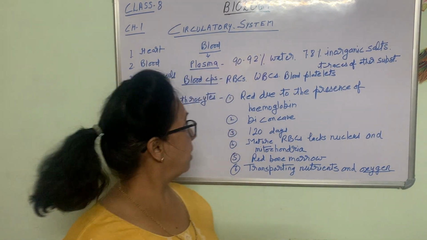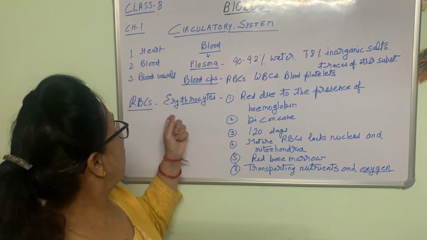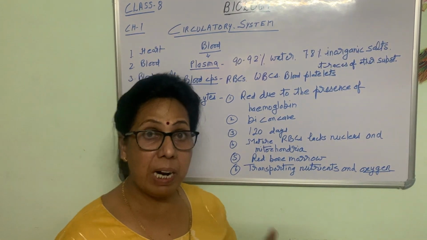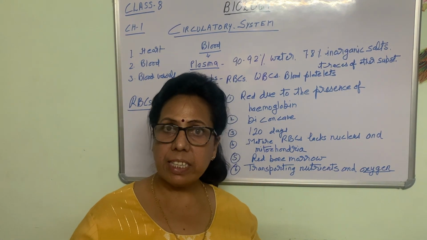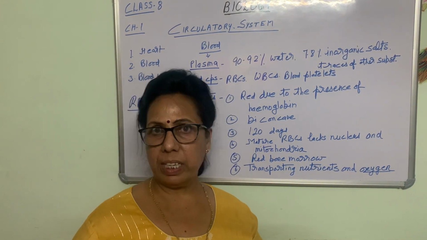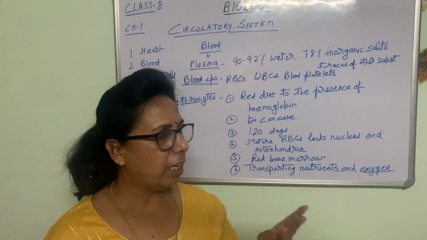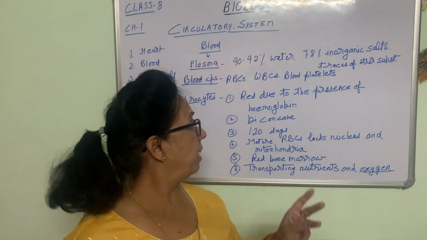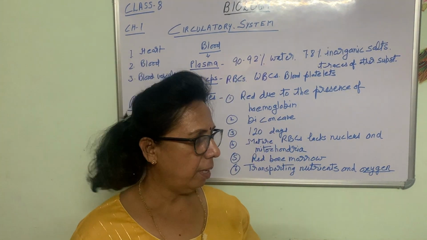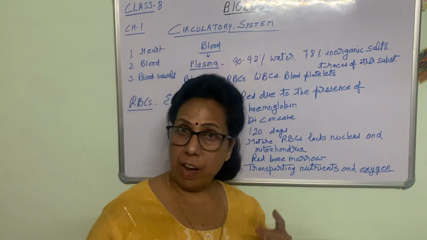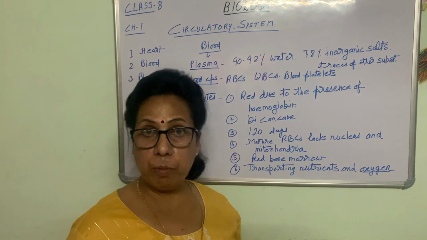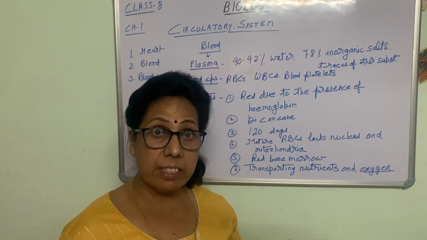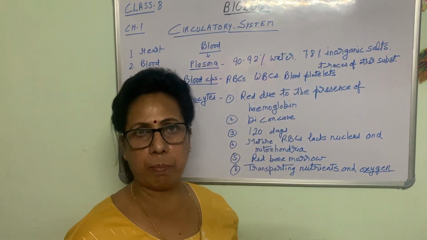First of all, we will study one by one all these things. First of all, what is blood? Blood is a fluid connective tissue. It is considered a connective tissue because connective tissue consists of three substances. Ground substance, fluid, that is the plasma present over there. Fibers, they are the blood corpuscles, RBCs and WBCs. And the cells, that is the blood platelets.